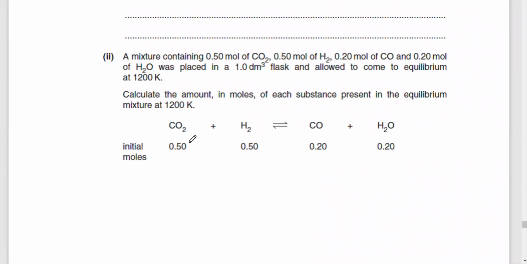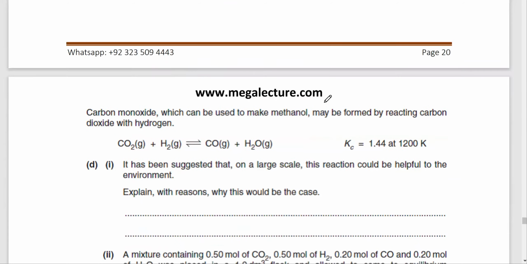is that you might be given the value of Kc, and this could also be applied to Kp, the same thing. The initial moles are provided as are given over here, but the equilibrium moles are not given. So you don't have any idea what are the moles at equilibrium of any one of them. But what they've done is that they've given you the value of Kc, which is probably at 1200 kelvins, and it's given over here. It's 1.44. So that is already provided.